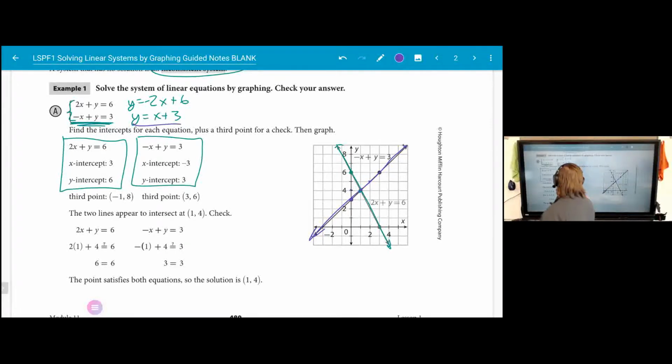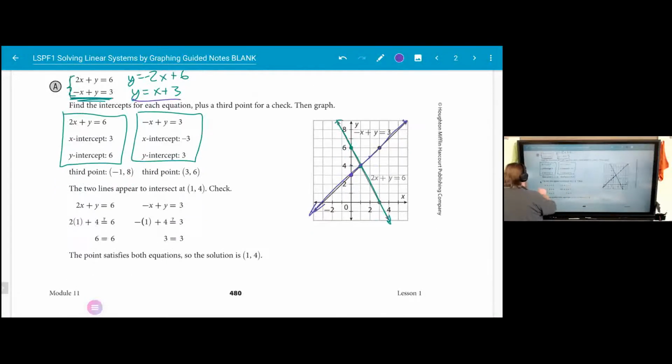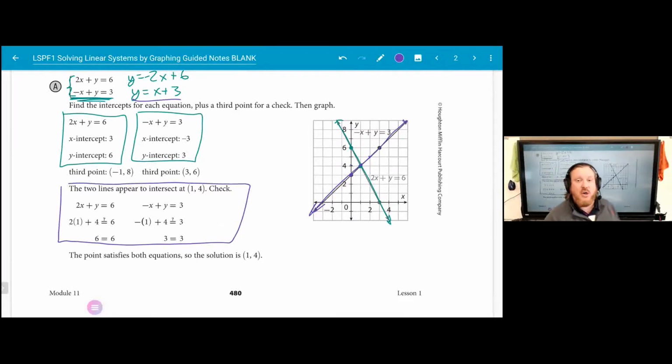And then probably the most important part here, check. It looks like they touch at 1, 4, but graphing is one of those things that's very interesting. Graphing is only as good as the lines that you draw, which means I'm in trouble unless I'm using a ruler. So in other words, you're going to want to check your solutions.